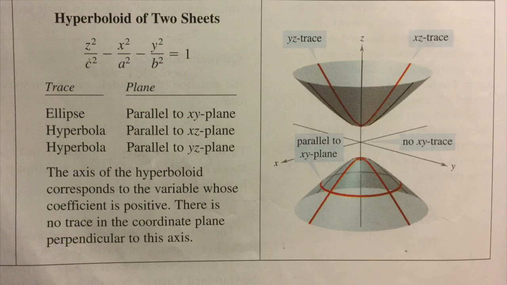The next graph is the hyperboloid of two sheets, and its equation is z squared over c squared minus x squared over a squared minus y squared over b squared equals 1. The characteristic of this graph is that in the xy plane the trace is an ellipse, and in the xz plane and yz plane the traces are hyperbolas. In this graph, the axis of the hyperboloid corresponds to the variable whose coefficient is positive. There is no trace in the coordinate plane perpendicular to this axis.